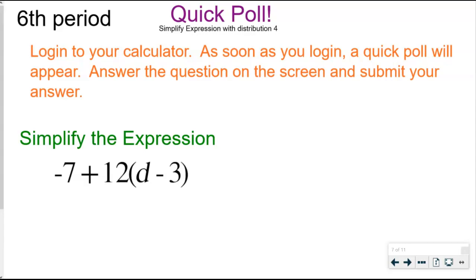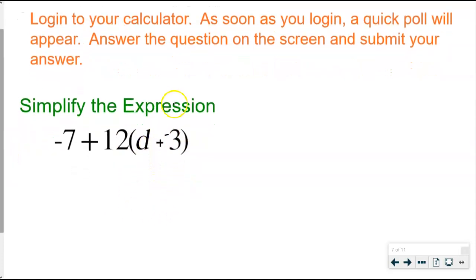Whenever we simplify expressions, we follow the order of operations. I can see grouping symbols, and inside of these grouping symbols I see subtraction, so I'm changing that subtraction to adding a negative. On closer inspection of those grouping symbols, I can see I cannot combine D's with -3's.